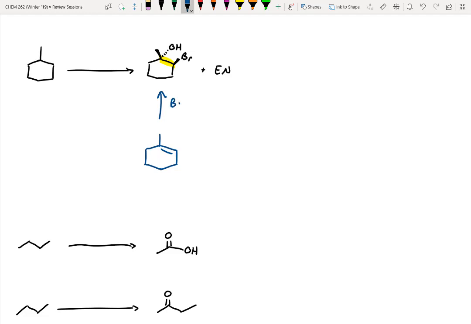Br2 and water, that's our halohydrin reaction. It's important to remember that with the halohydrin reaction, your alcohol always prefers to be on the more substituted carbon, right? All right, we can't go directly from our alkane to our alkene. However, what we can do is install a leaving group on our more substituted carbon. Let me spread this out. And then we can make our alkene that way.